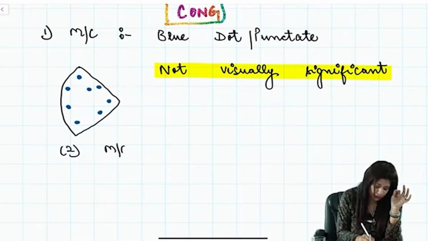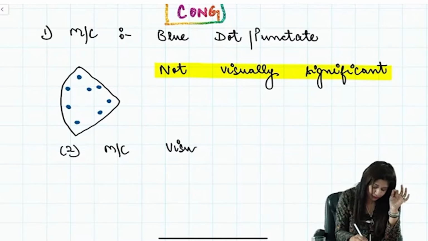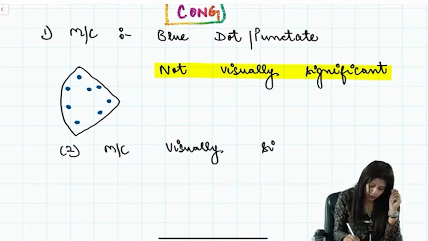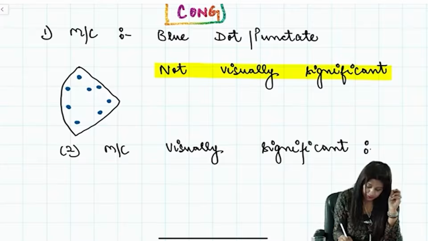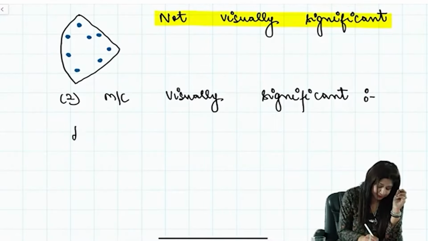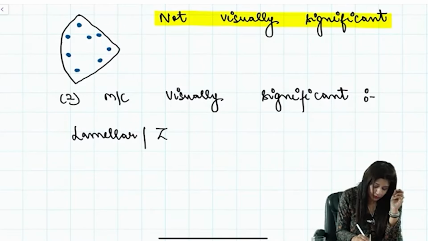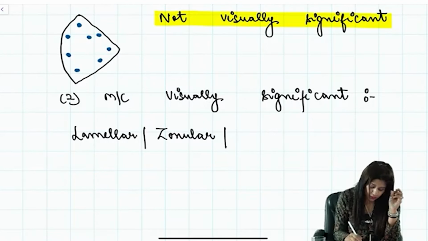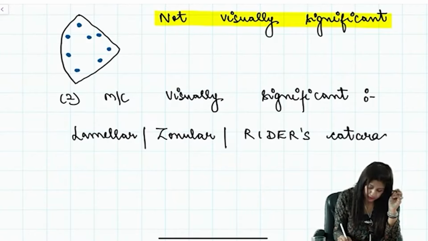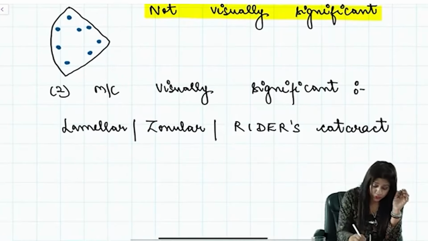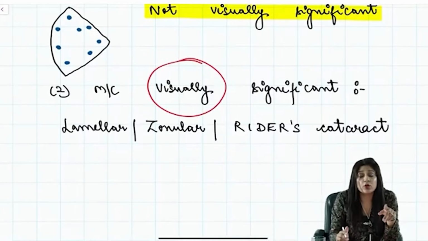Most common, visually significant, then that will be different, called lamellar cataract or zonular cataract, or it is also called the rider's cataract. Rider's cataract. This is the most common one along with being visually significant also.